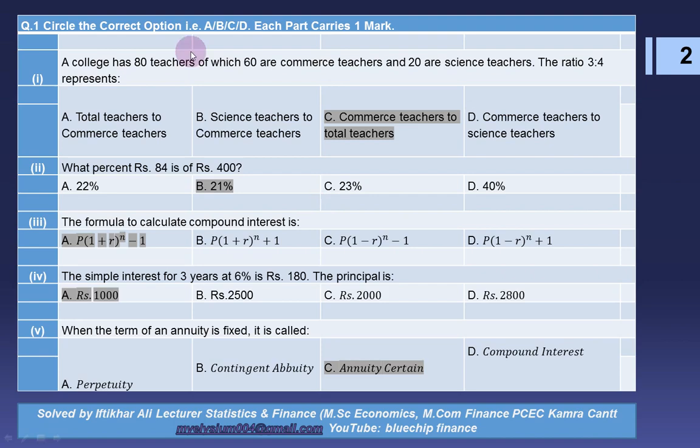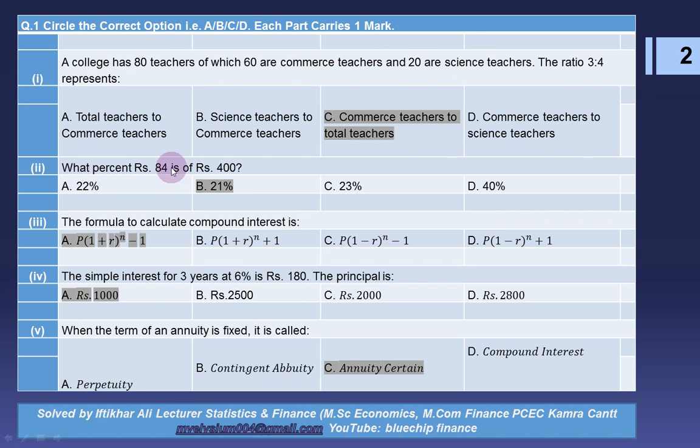First question, as usual, is about the MCQs. So first MCQ is, our college has 80 teachers, of which 60 are commerce teachers and 20 are science teachers. The ratio 3-4 represents, option number C is correct, commerce teachers to total teachers.